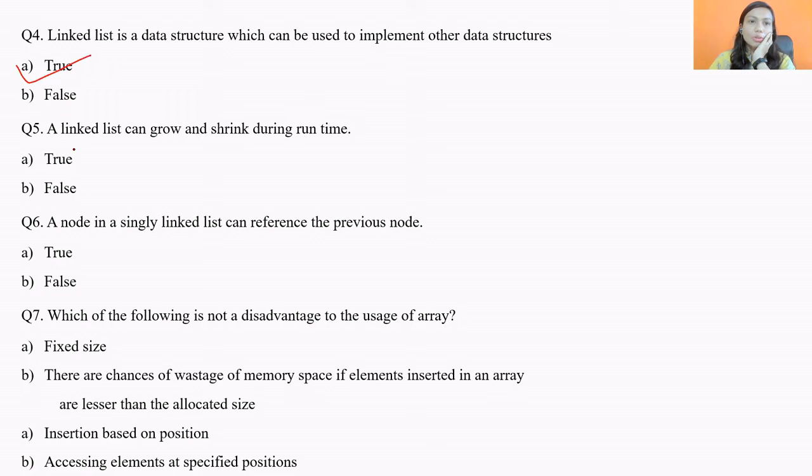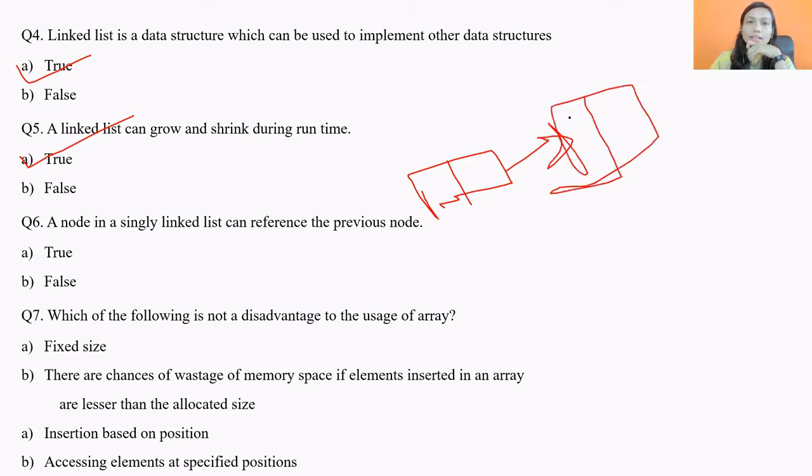Linked list can grow and shrink during runtime. True or false? We can add elements also, we can delete also. It is true. A node in a singly linked list can reference the previous node. Can it reference? It can only reference the next node. We cannot go back. In a doubly linked list, we can go back. In a singly linked list, we cannot. It is false.